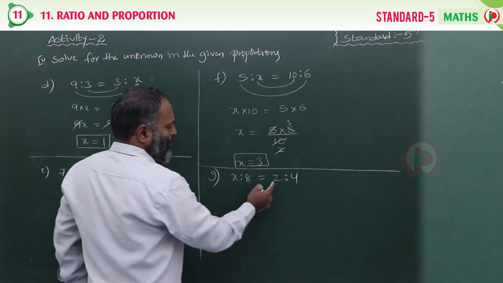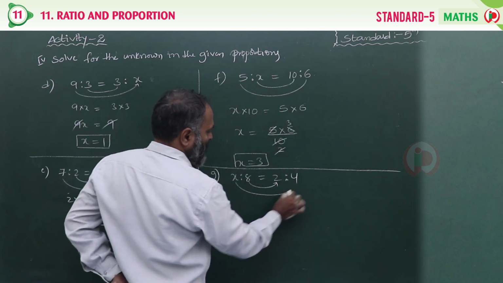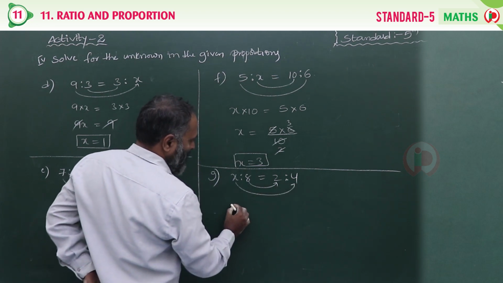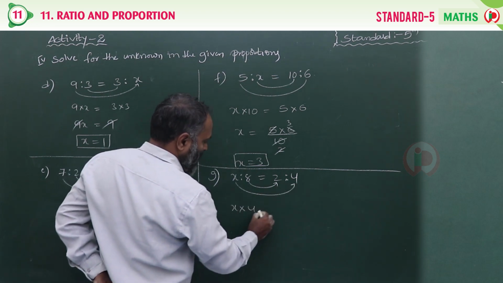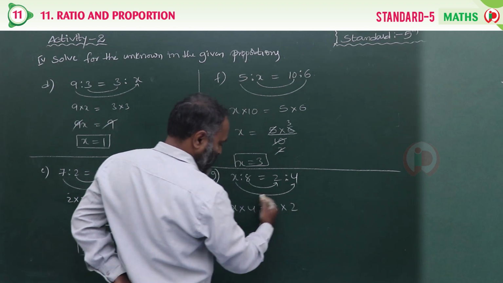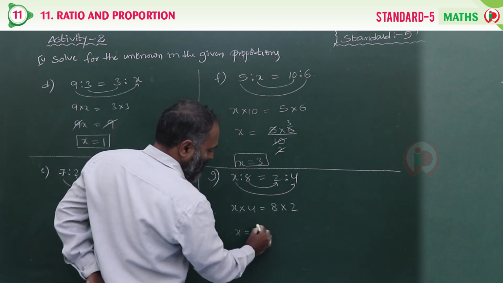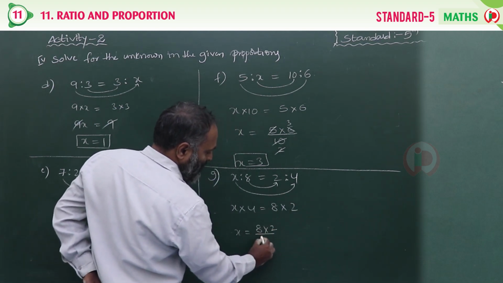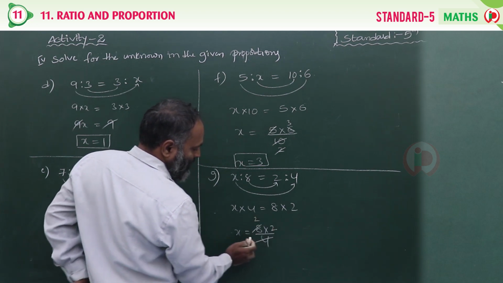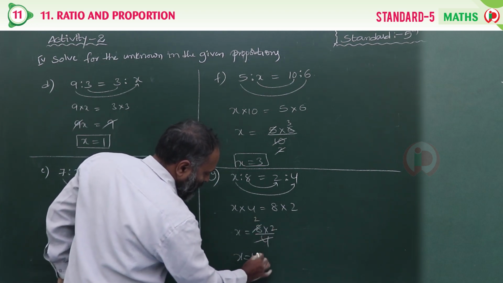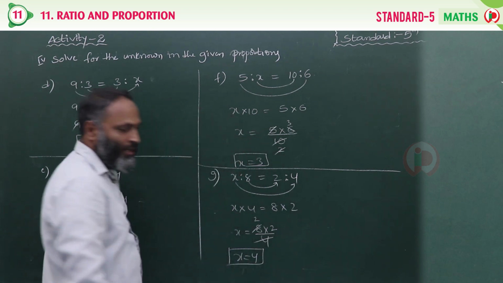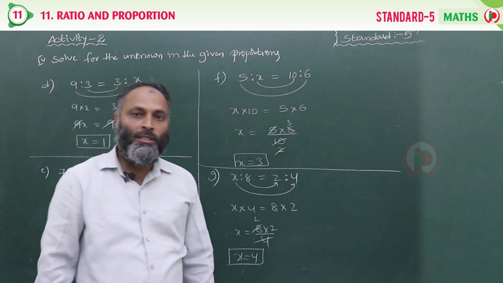Now product of means is equal to product of extremes, that is x into 4 is equal to 8 into 2. Now you take 4 there. x is equal to 8 into 2 by 4. 4 1s are 4, 4 2s are 8. Then x is 2 2s are 4. Okay, students.